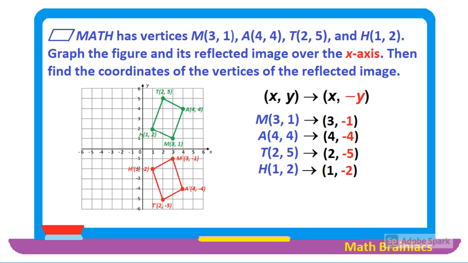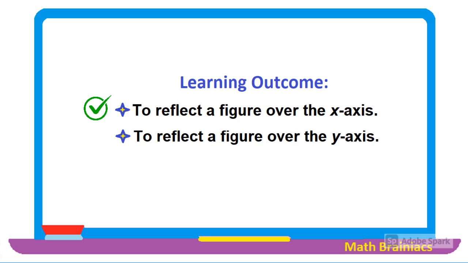Connecting the points with the red line, we have formed the reflected image over the x-axis of the green quadrilateral. I want you to remember that if we are going to reflect an image over the x-axis, the image will either go up or down only. On this regard, you have learned already how to reflect a figure over the x-axis. Now, let us study how to reflect an image over the y-axis.